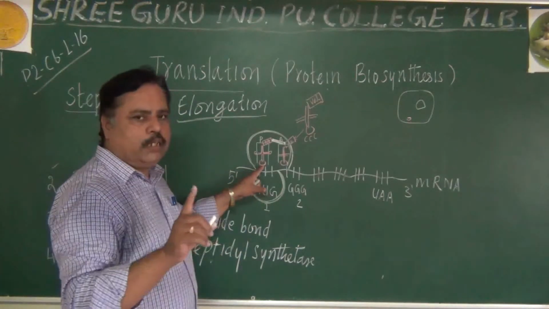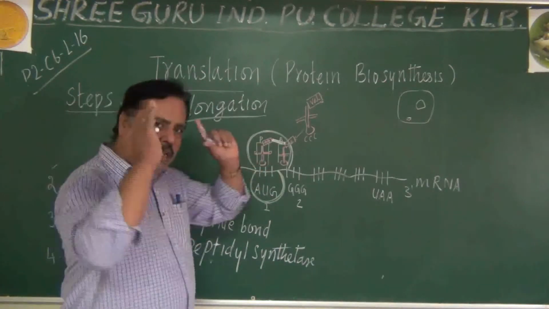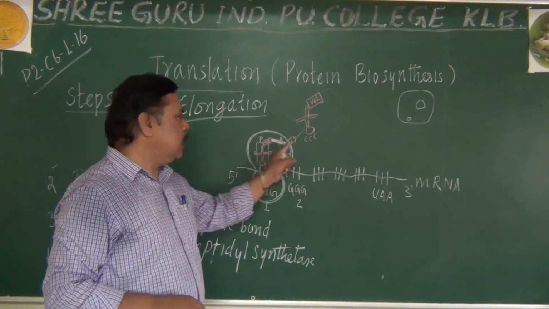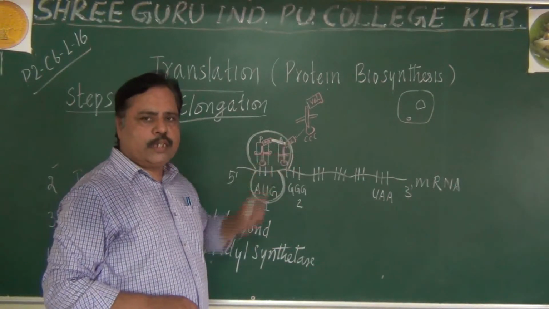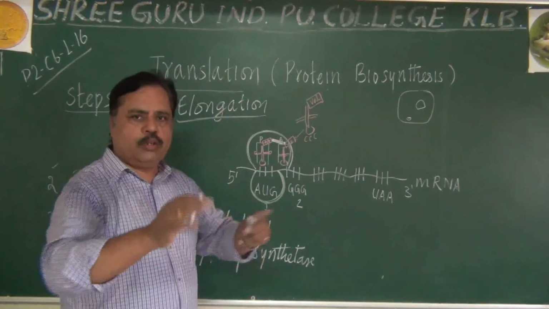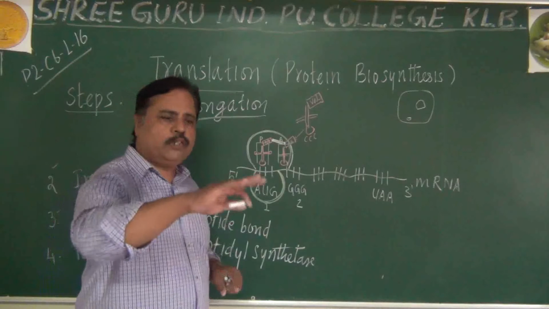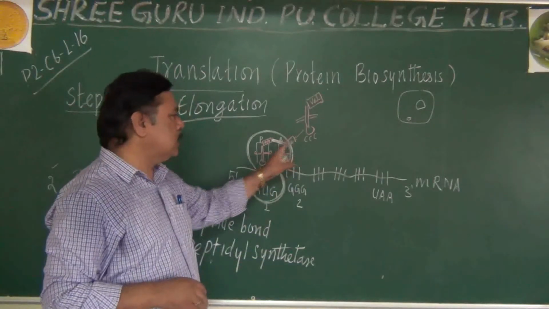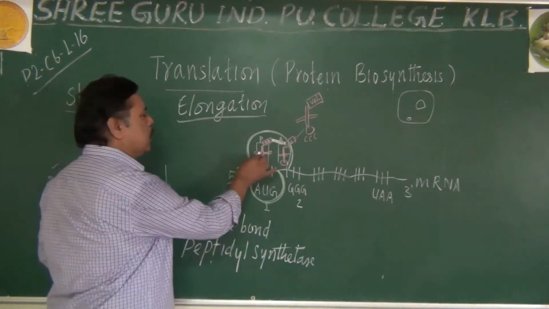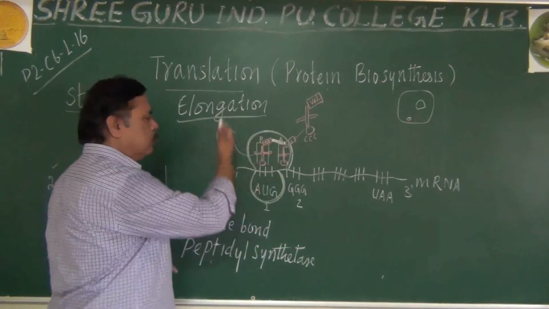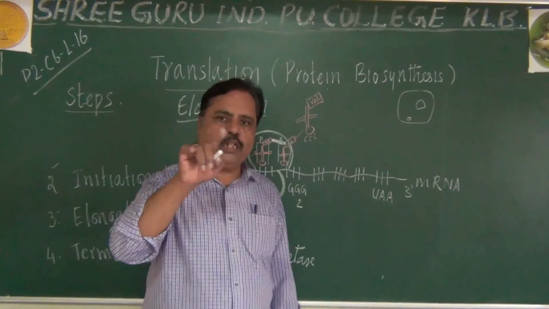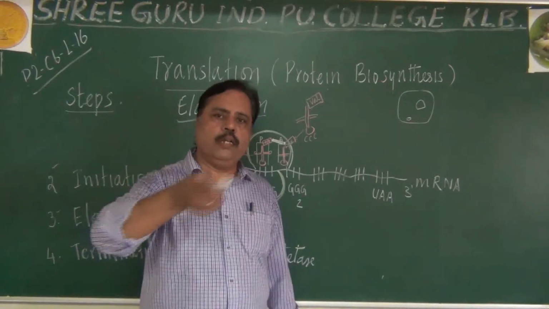What happens now? This first tRNA has unloaded its raw material. The second tRNA has come with its second amino acid. Now the first tRNA becomes empty, is it not? After unloading methionine, after joining methionine with the second amino acid, this tRNA will become empty. That empty tRNA will leave the ribosome. Which one? The methionine carrying tRNA with the UAC anticodon. It will leave the ribosome.